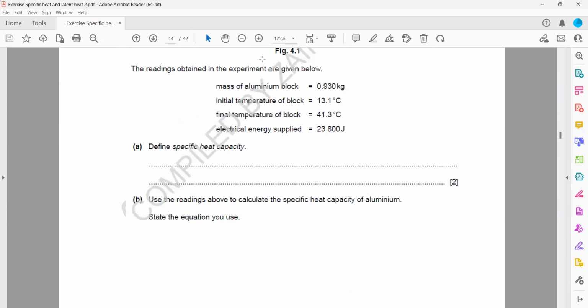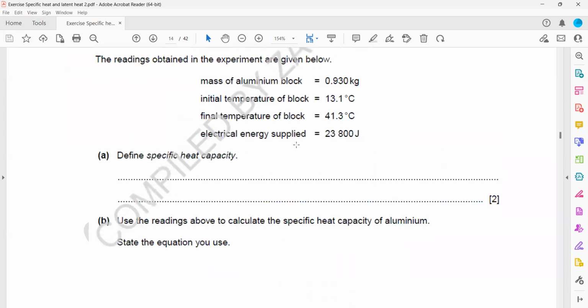The first one is define the specific heat capacity. What is a specific heat capacity? The specific heat capacity, you have to learn this definition. It is energy required to change temperature of 1 kilogram substance by 1 degree centigrade or 1 Kelvin. That is the definition of a specific heat capacity. You have to memorize this definition, learn this definition.